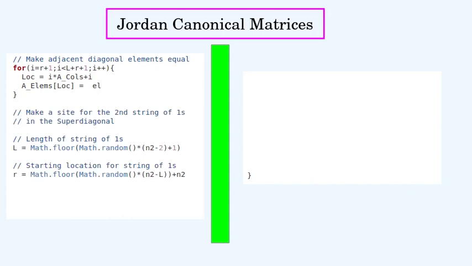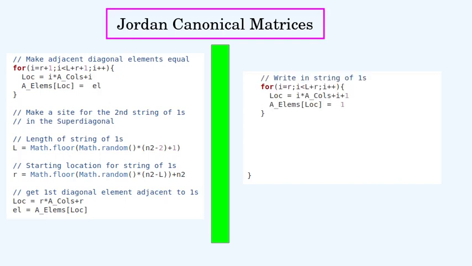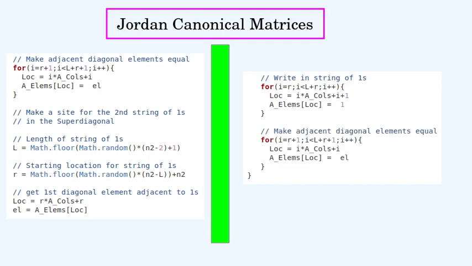Now we'll make a string for the second string of ones in the bottom right quarter of this matrix. Note that these strings of ones can merge into one string. We'll get the first diagonal element at the head of this string of ones. We'll copy this string of ones into the superdiagonal. And we'll make all of the required diagonal elements equal here.